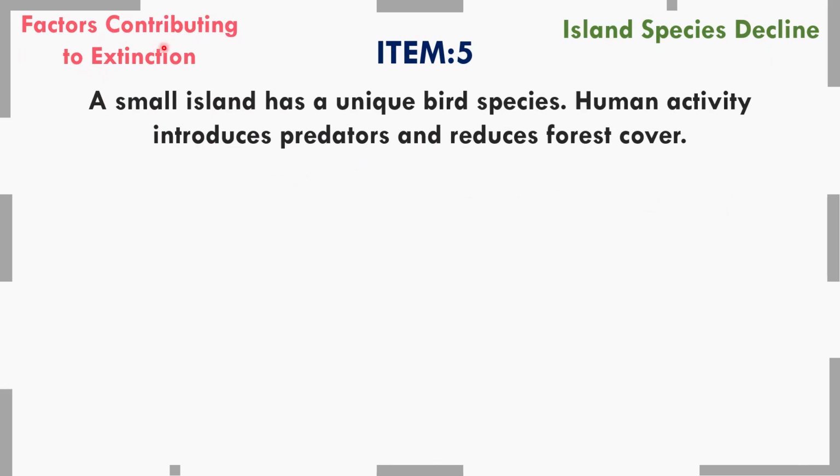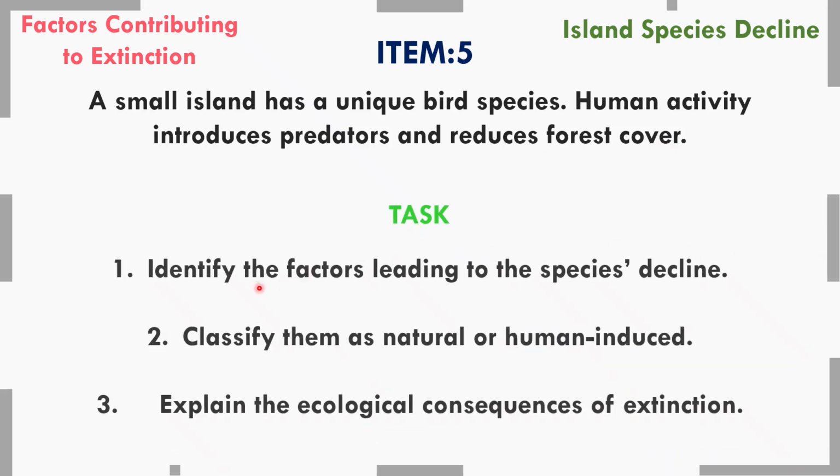Let's now look at factors contributing to extinction. We shall focus on island species decline. Item 5: a small island has a unique bird species. Human activity introduces predators and reduces forest cover. Identify the factors leading to species decline. Classify them as natural or human-induced. Explain the ecological consequences of extinction.